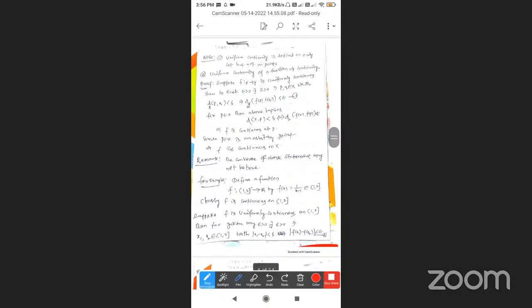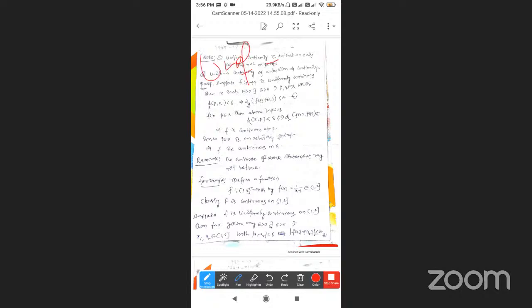Note one: uniformly continuous is defined on a set but not at points. Continuity is defined at a point, at a limit point. And uniform continuity is defined on a set, a closed set or a bounded set. Uniform continuity is defined only on a set but not at points. Second note.